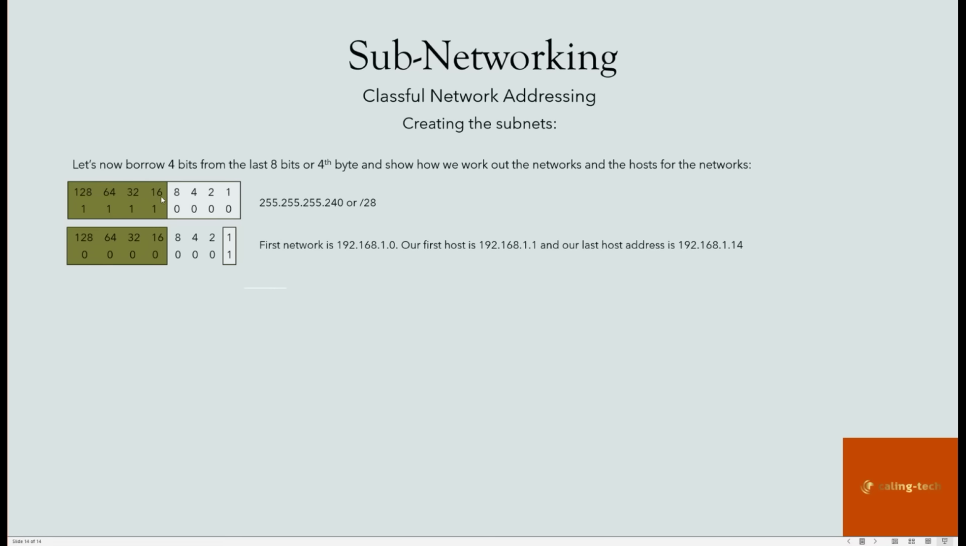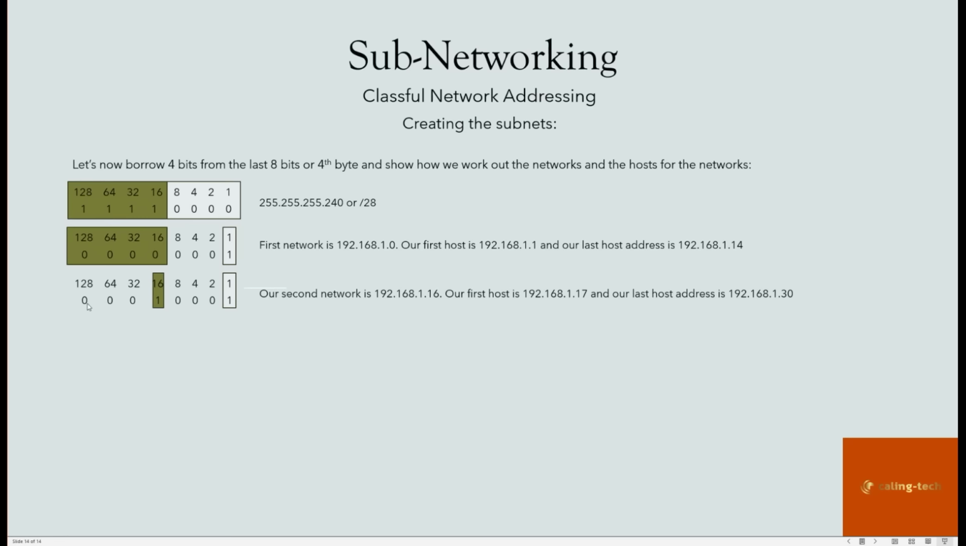So if we take the next network as starting at 16, then we know that we minus 2 off and we get 14 as the last host. This will become more understandable as we go through this. So our next network is going to be our second network available in that subnet. 240 subnet mask is going to be 16. And our first host is going to be 17 in that network.